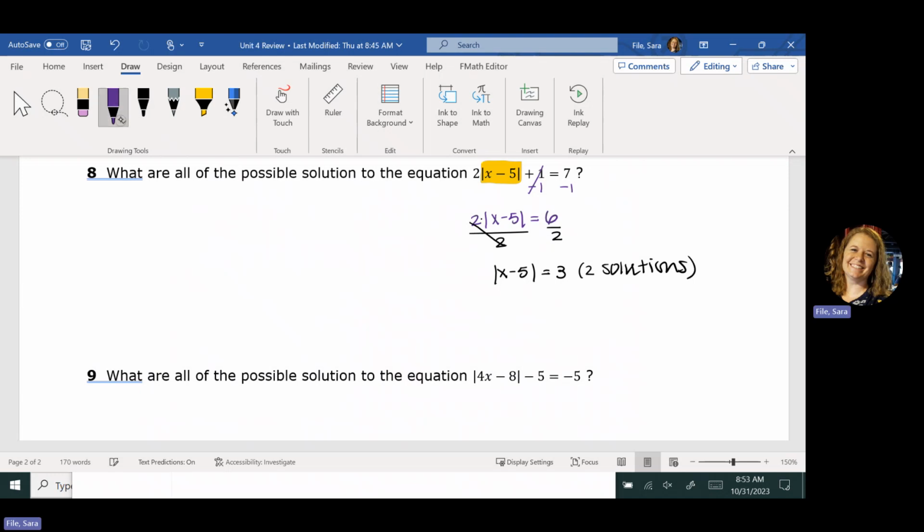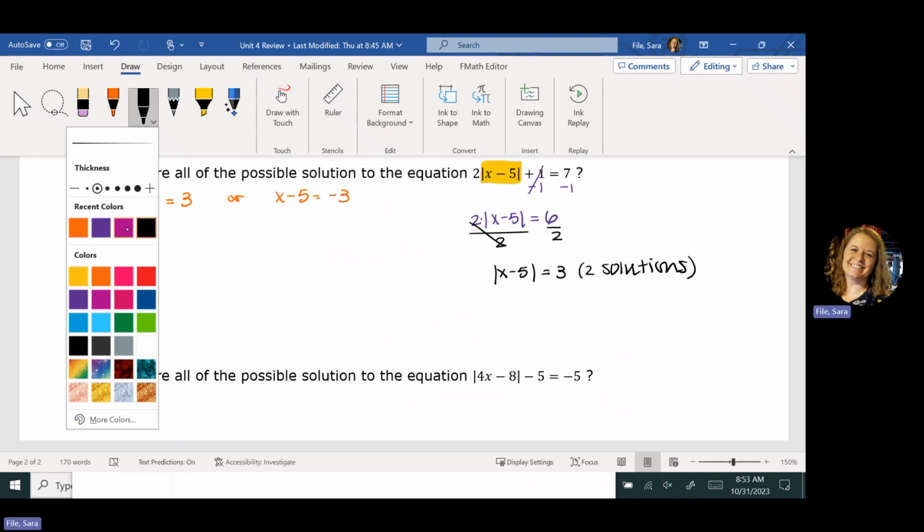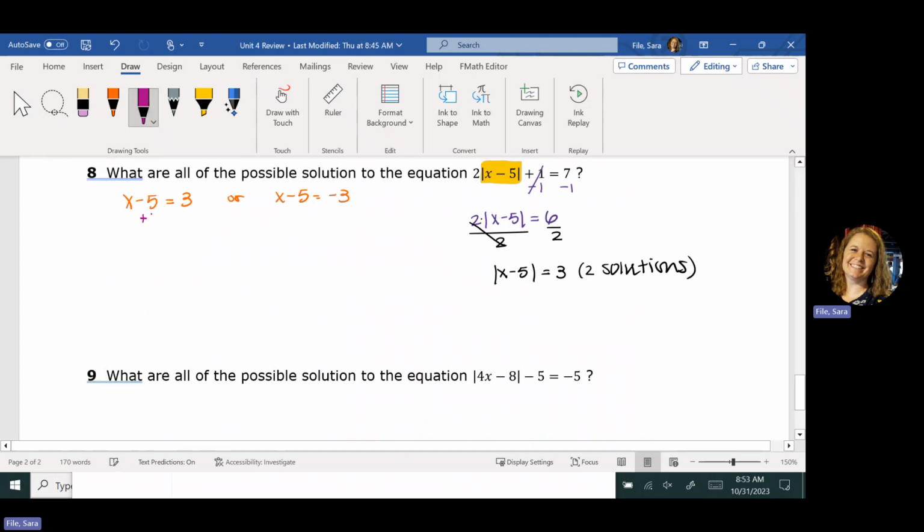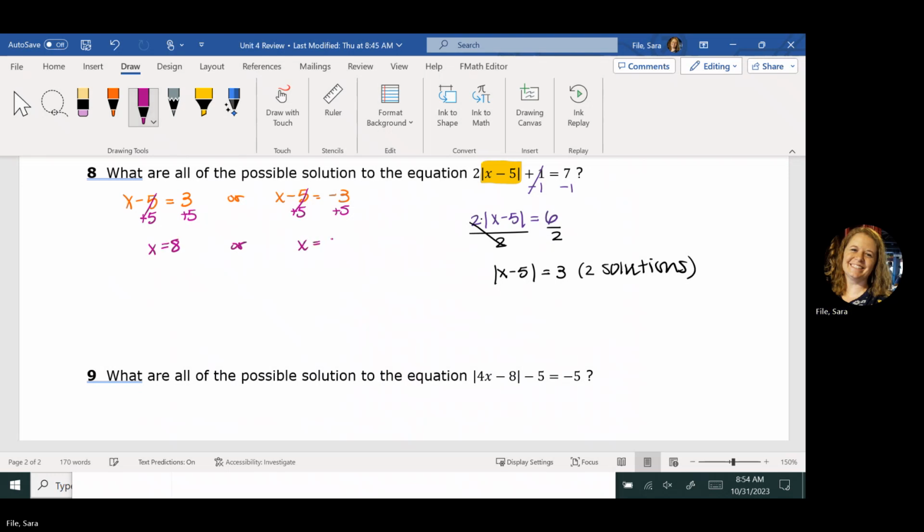So I'm going to go on to my next step, which is to set the inside of the absolute value expression equal to the 3, or it could be the -3. Then I am ready to solve. I'm going to add 5. So I get 8 or 2. So two solutions on that one.